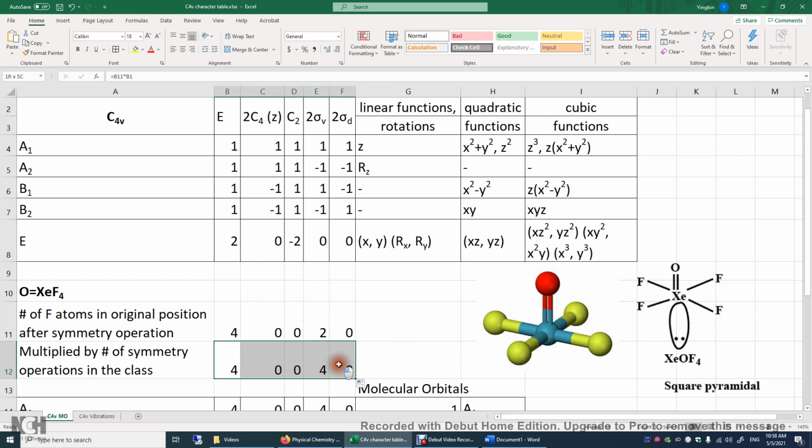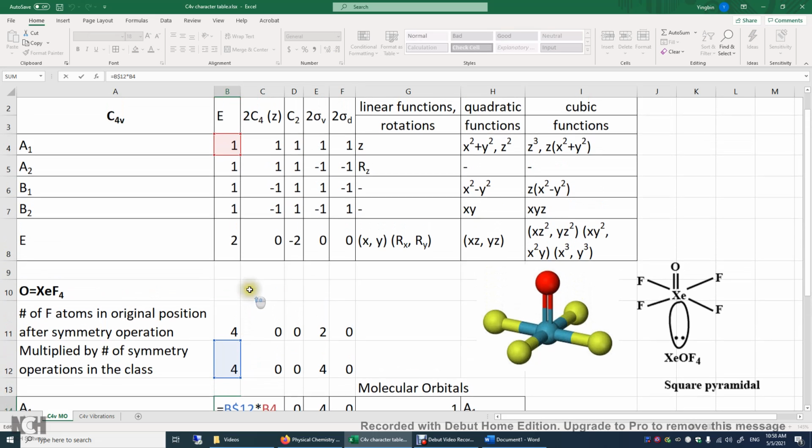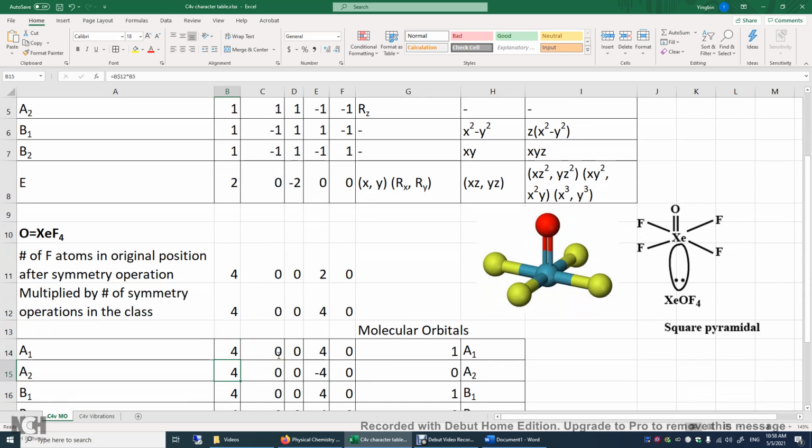Okay, now, given these five numbers, they can be decomposed into integer multiples of those irreducible representations. How do we do this? Well, let's look at A1: 1, 1, 1, 1, 1. These five numbers are the characters of A1. So we'll just multiply these five characters of A1 with these five numbers correspondingly. Really what I was doing is B$12 times B4. B4 is right here, and then hit enter. And then these five numbers multiplied by 1, 1, 1, 1, 1 are actually just 4, 0, 0, 4, 0.